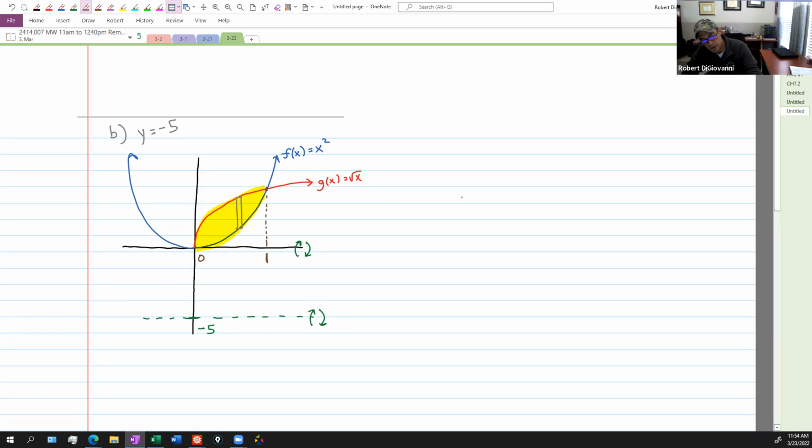So I'm going to come over here and draw my rectangle. The red curve is on top. And just to be clear, I'm going to put square root of x so you know that. And then the blue one's on the bottom. That's your x squared. Your x-axis is here. Your axis of rotation is down here.